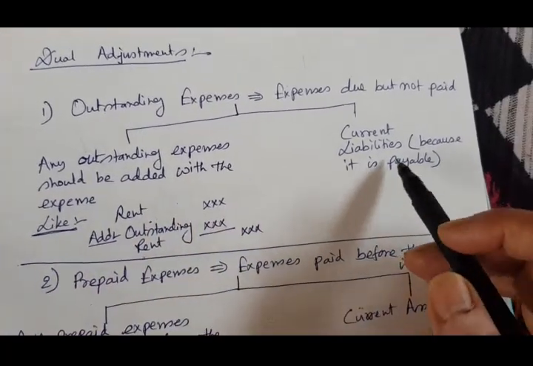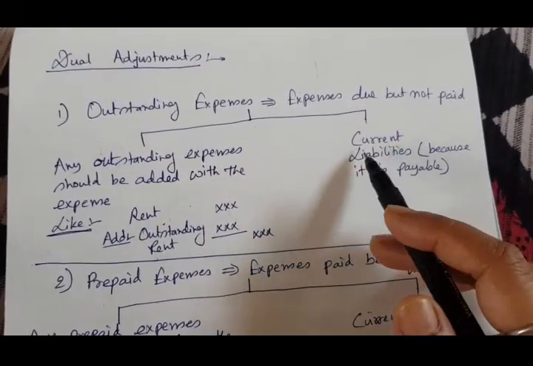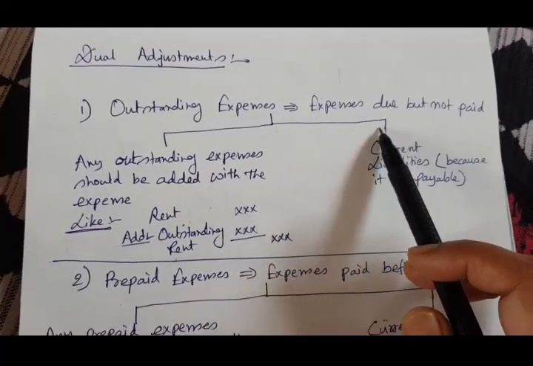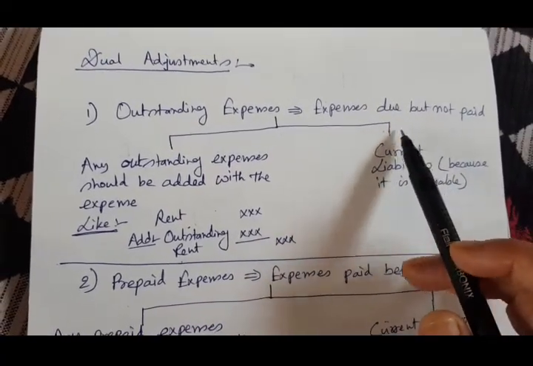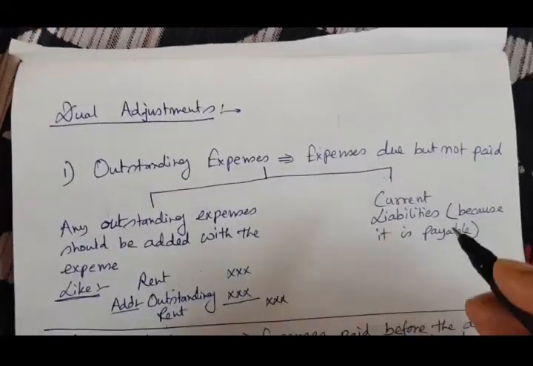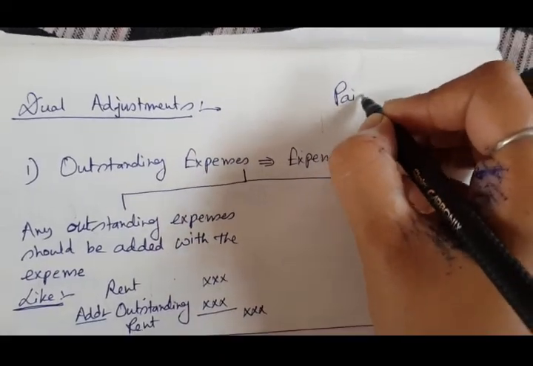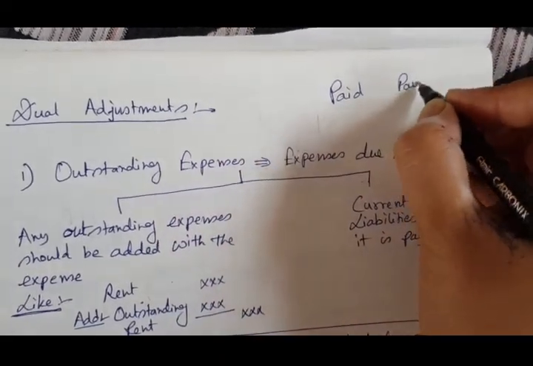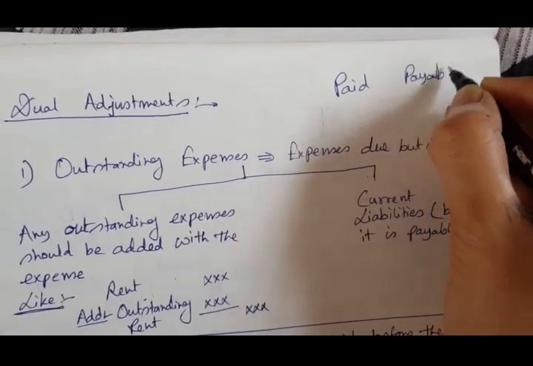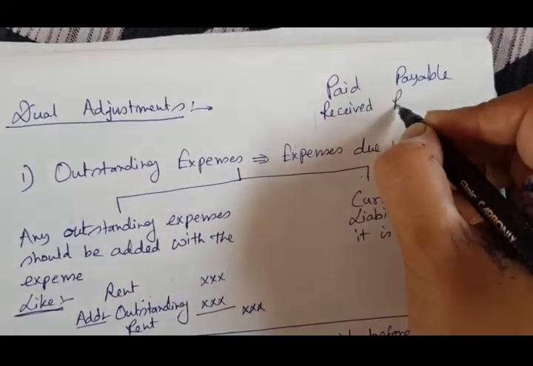Secondly, the status is what? Payable, because any expenditure which is due but not paid, the status is payable. Now there are four things I need to explain to you first. That is paid, payable, received, receivable.